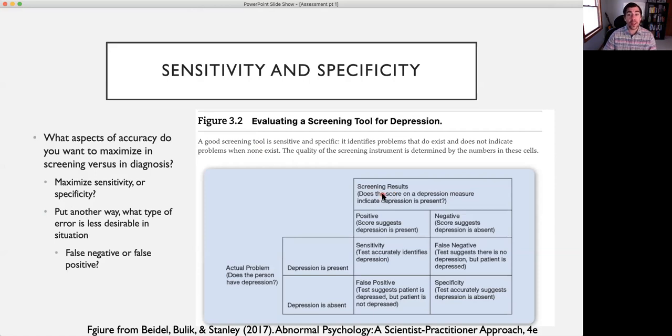So with screening tools, really with any assessment measure, but especially with screening tools, we're thinking about how that screening instrument, how those questions, are giving us information about the likelihood of a problem that person may be experiencing. And we're trying to maximize our ability to say that a person has depression when they do. And we're trying to maximize our ability to say that the person doesn't have depression when they really don't. So it's a bit of a complex idea. Let me break that down a little bit.